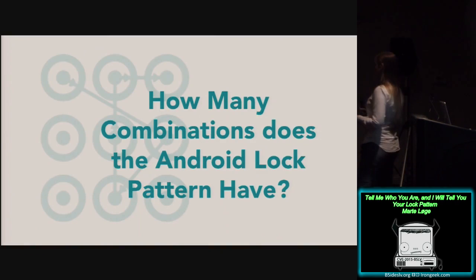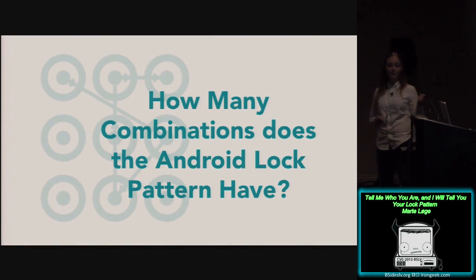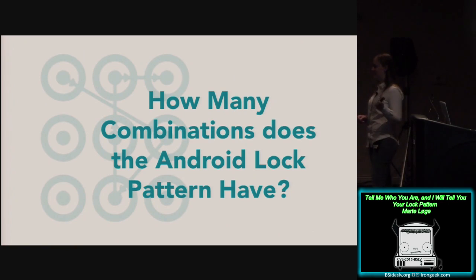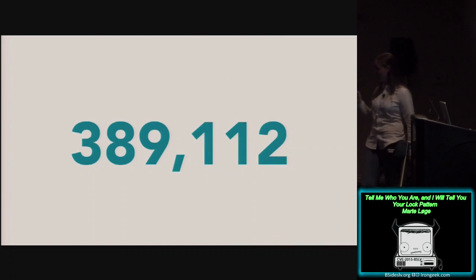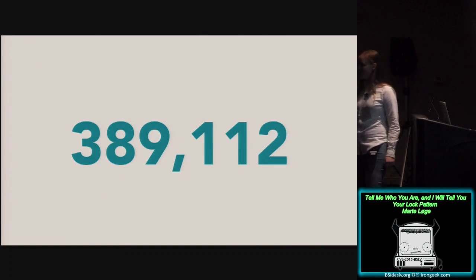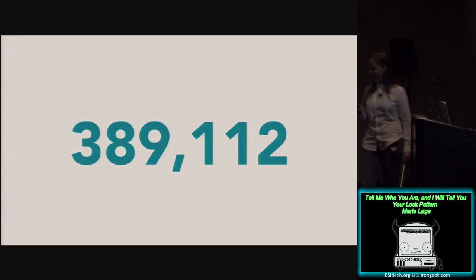So just a recap of the number of combinations of the Android pattern lock, because I don't think people know how many combinations there actually are. Can someone guess? No. PIN codes have 10,000 combinations, and the Android pattern lock is close to 400,000 unique combinations. In numbers, that sounds pretty great, doesn't it?